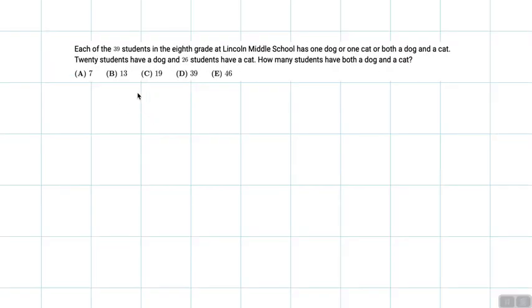Each of the 39 students in the 8th grade at Lincoln Middle School has 1 dog or 1 cat, or both a dog and a cat. 20 students have a dog and 26 students have a cat. How many students have both a dog and a cat?